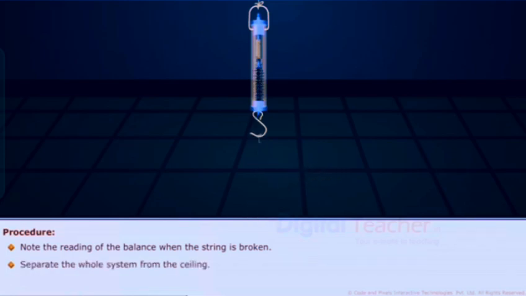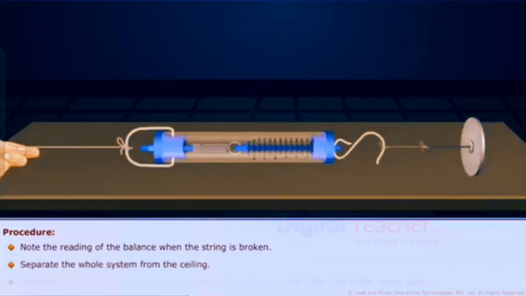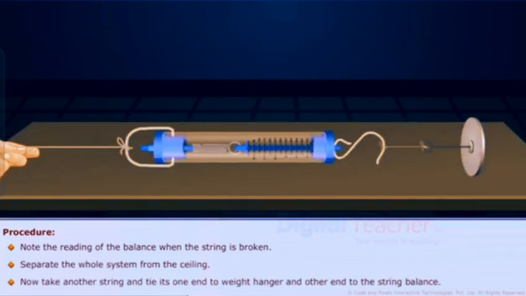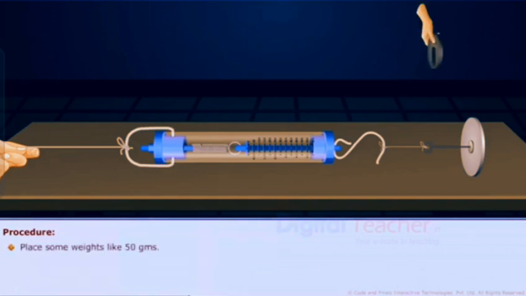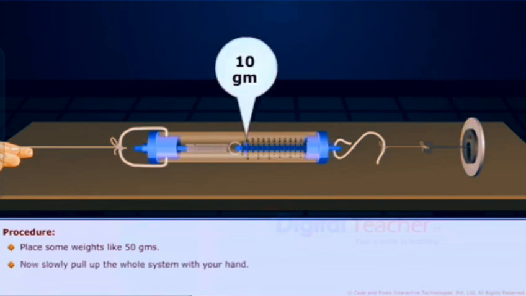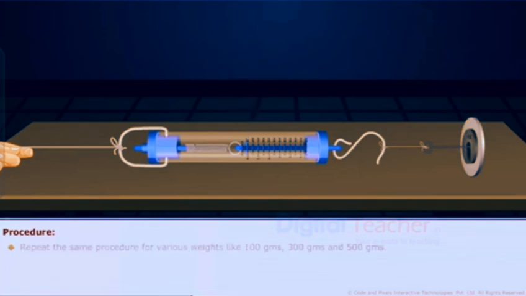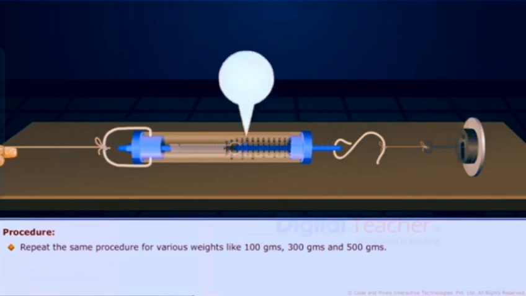Separate the whole system from the ceiling. Now take another string and tie its one end to the weight hanger and the other end to the spring balance. Place some weights like 50 grams. Now slowly pull up the whole system with your hand. Note the readings. Repeat the same procedure for various weights like 100 grams, 300 grams and 500 grams.